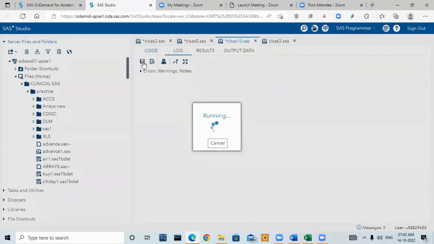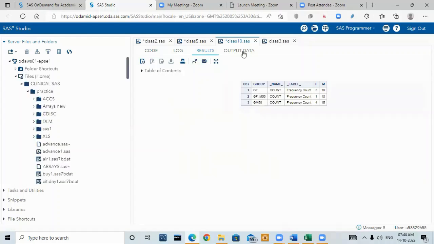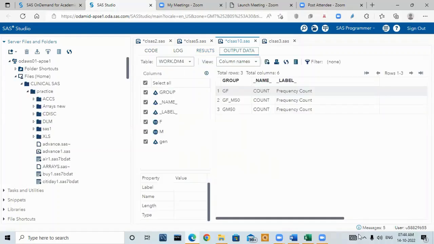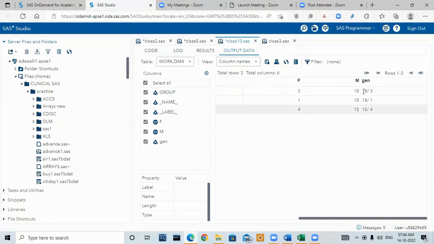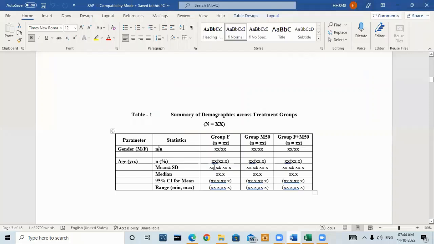Let us see the result. What happens here? Can you see, everyone? The result is there in the output data here, right? So you can see the result here, DM4. Can you see the values are joined? 18 by 3, 18 by 1, 15 by 4. Now they are joined. So now it is a little bit resembling this format, right?